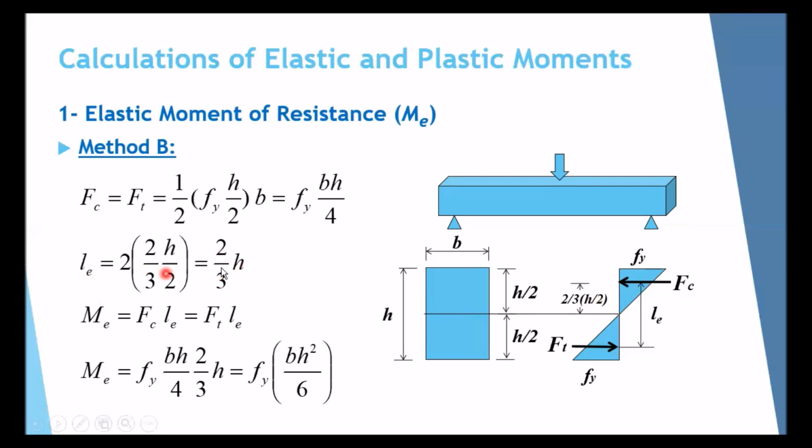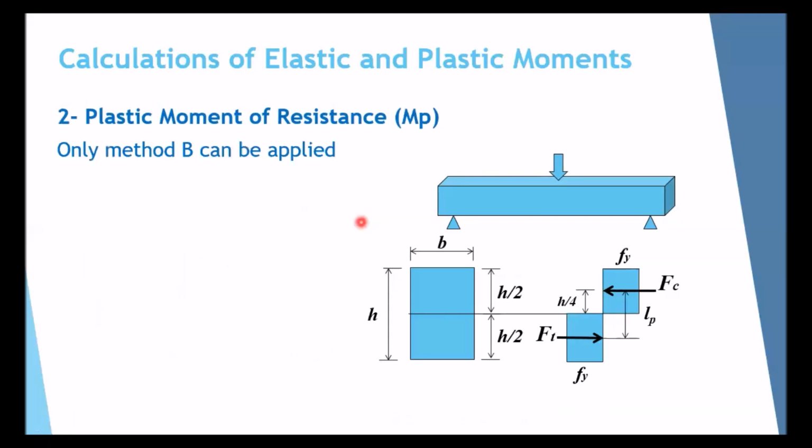Okay, if we have the L elastic, we have the force. So to get the bending moment or the resisting moment, in this case the elastic moment, it equals FC times LE. So multiply this value here, F yield times BH over 4, times the lever arm L elastic, which equals 2/3 times H. At the end, it will give us a similar value as method number A. And again, this is the elastic modulus, and it equals BH square over 6. But keep in mind, this is only for a rectangular section. For different types of sections, you will have different values, of course, of the elastic modulus. So these are the two methods that we can use to find the elastic moment of resistance.